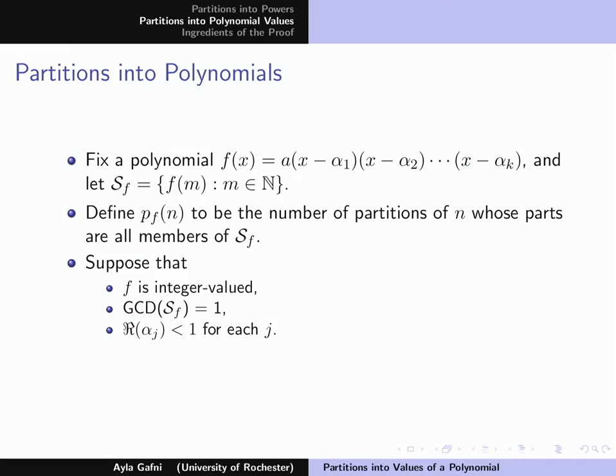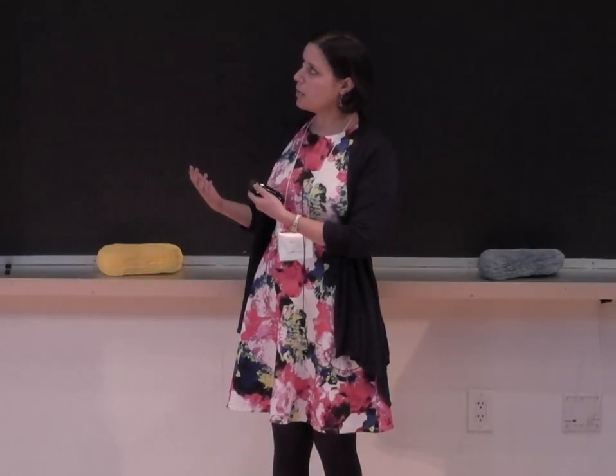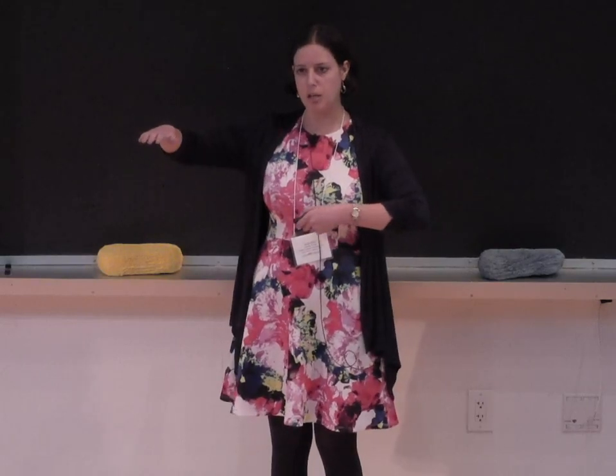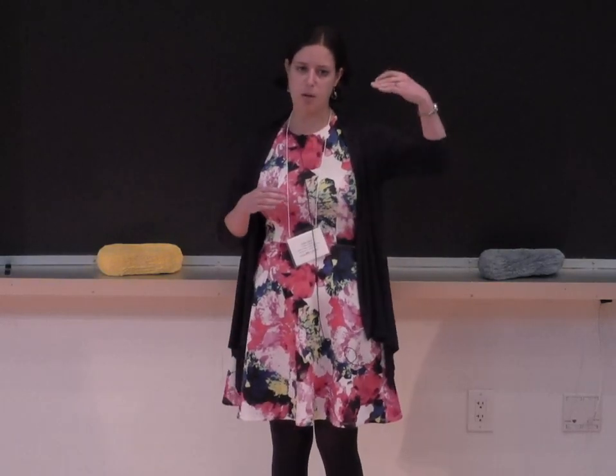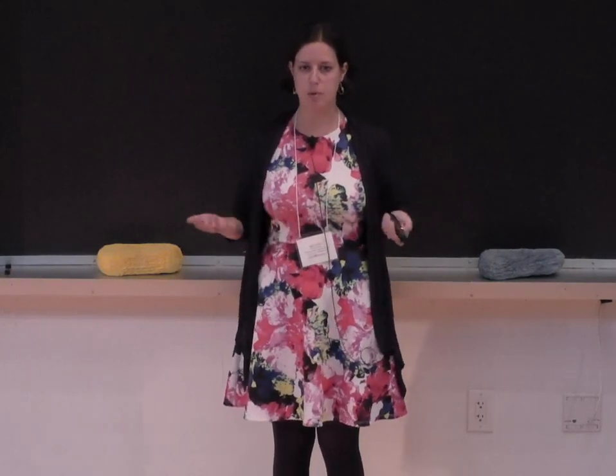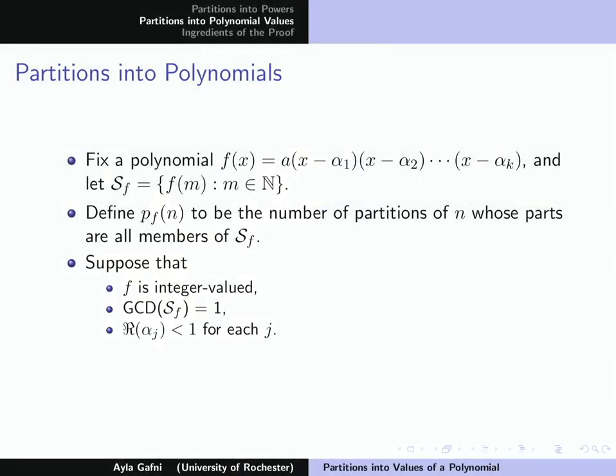But one nice thing that it makes sure is that I don't have any roots of my polynomial on the positive real line, because then I might have, say, 1 and -1 in my set, in which case I could just keep adding 1 and -1 and end up with infinitely many partitions. So to keep everything finite, we're going to have this restriction there. And so then the goal is to find an asymptotic formula for pf of n for a general polynomial.